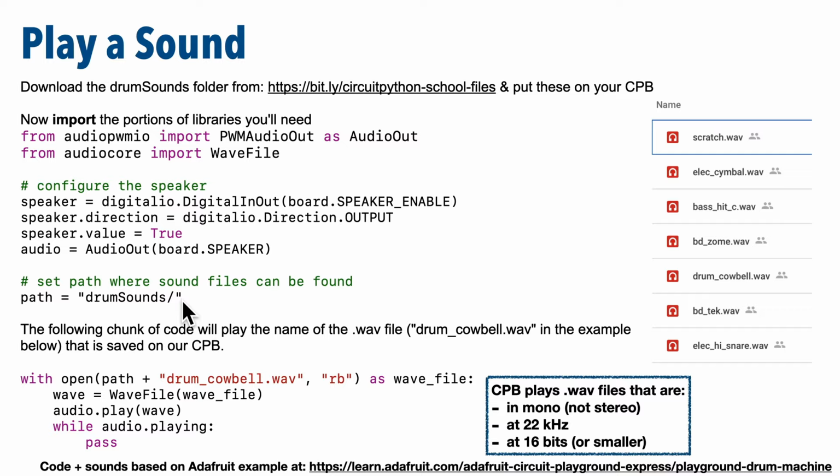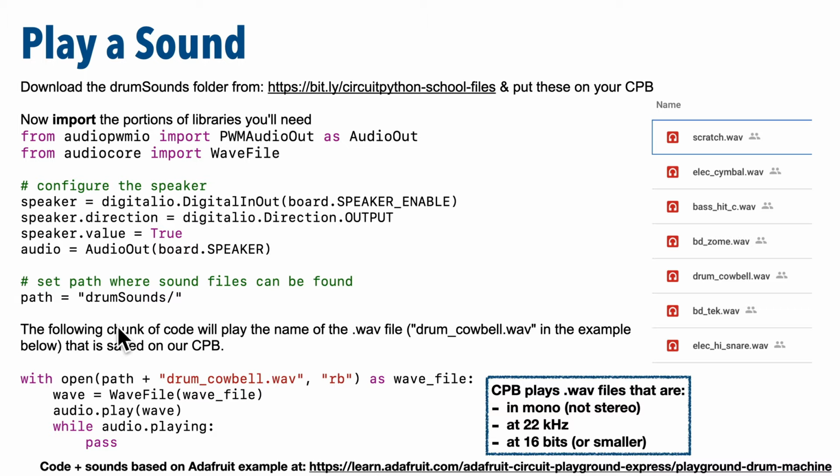Now remember, we stored files in our drum sounds folder, so we're also going to create a variable called path, and this is going to contain a string called drum sounds, that's the name of the folder, plus we'll put a slash at the end of it. The slash in a path name means we've reached the end of the folder name, and we'll make sure that we include path before any file name so that our code can look inside of the path, the drum sounds folder, to find any of the sound files that we reference after it.